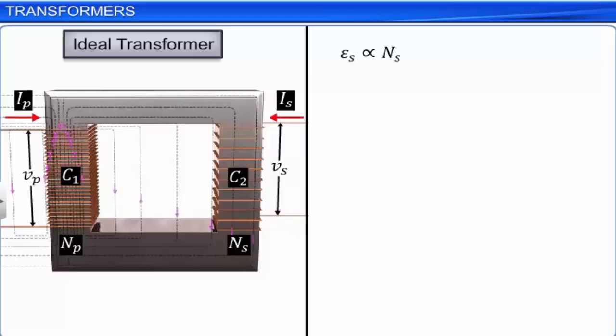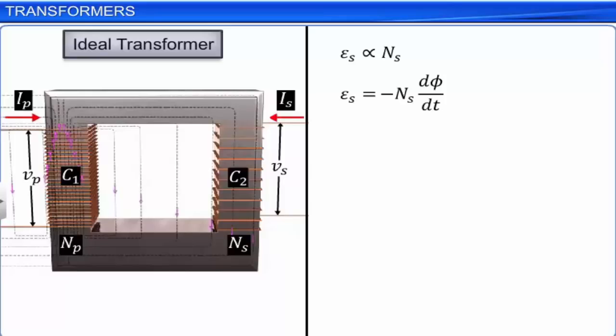Then, according to the principle of mutual induction, the EMF ES is equal to minus NS into d phi by dt, where d phi by dt is the rate of change of the magnetic flux linked with the secondary coil. The minus sign is in accordance with Lenz's law.